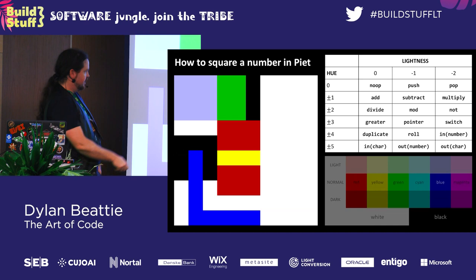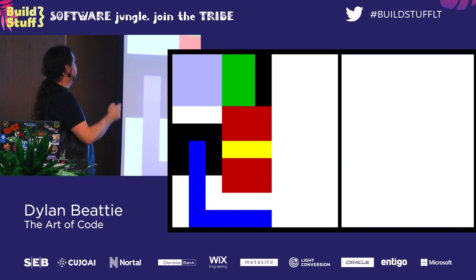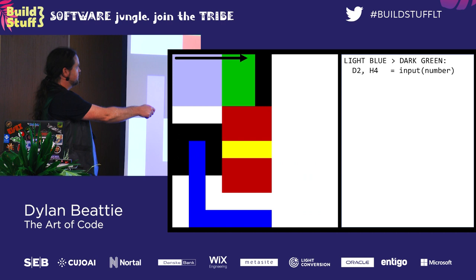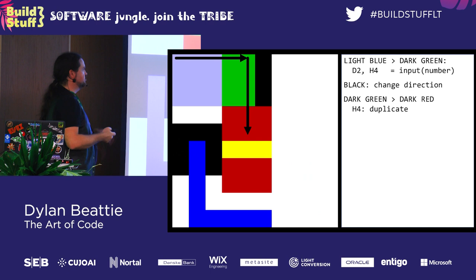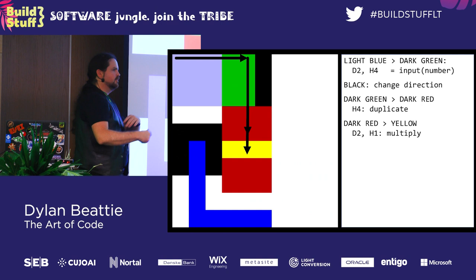And let's look at how that example actually works. So we start there, and when we cross from light blue to dark green, that's a difference of 2 in the brightness, 4 in the hue: input a number, read some input. Black means change direction. Dark green to dark red: duplicate whatever's on the stack, 2 of those. Dark red into yellow: take the 2 numbers off the top of the stack, multiply them, and push that back onto the stack.